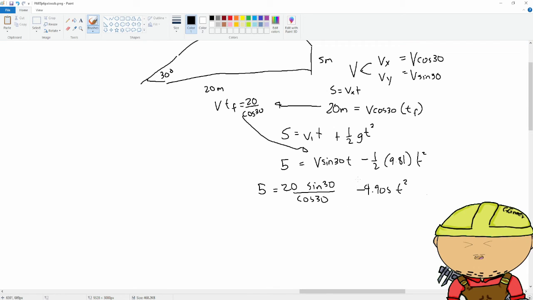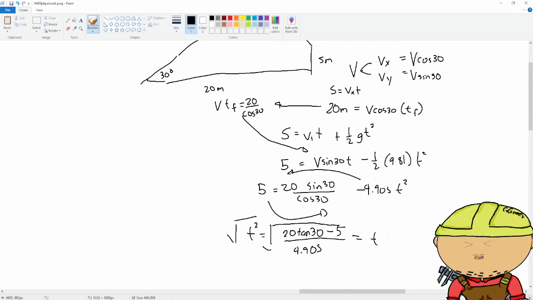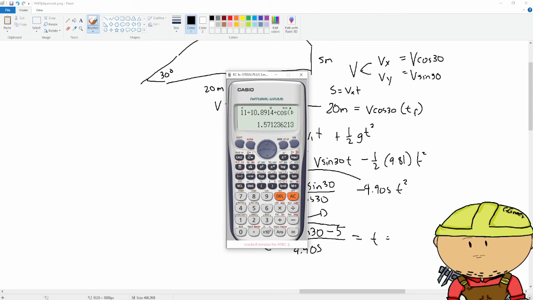Okay. Put the negative on the opposite side. Put the 5 here. T squared is equal to 20 tangent 30 minus 5 divided by 4.905. Square root both sides to get the time. What will be the time?